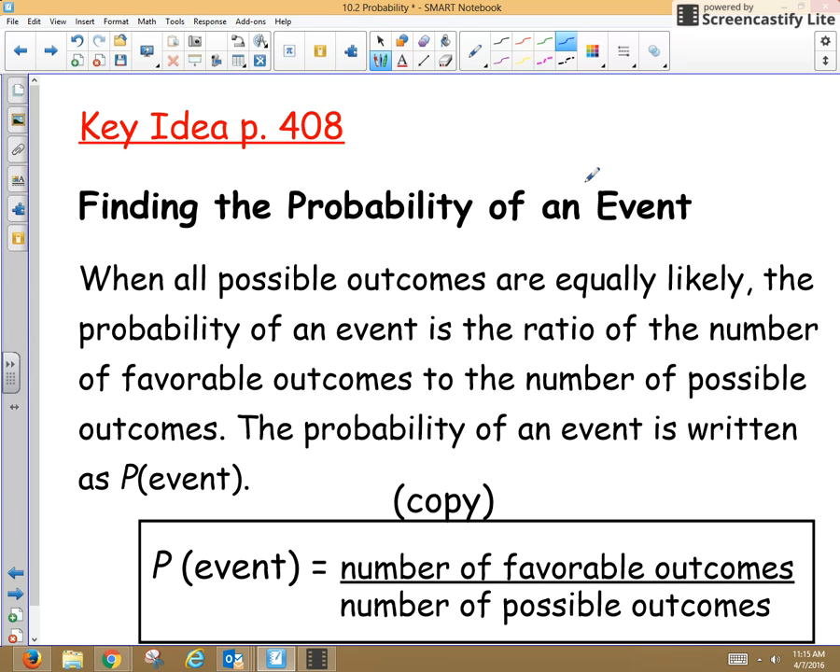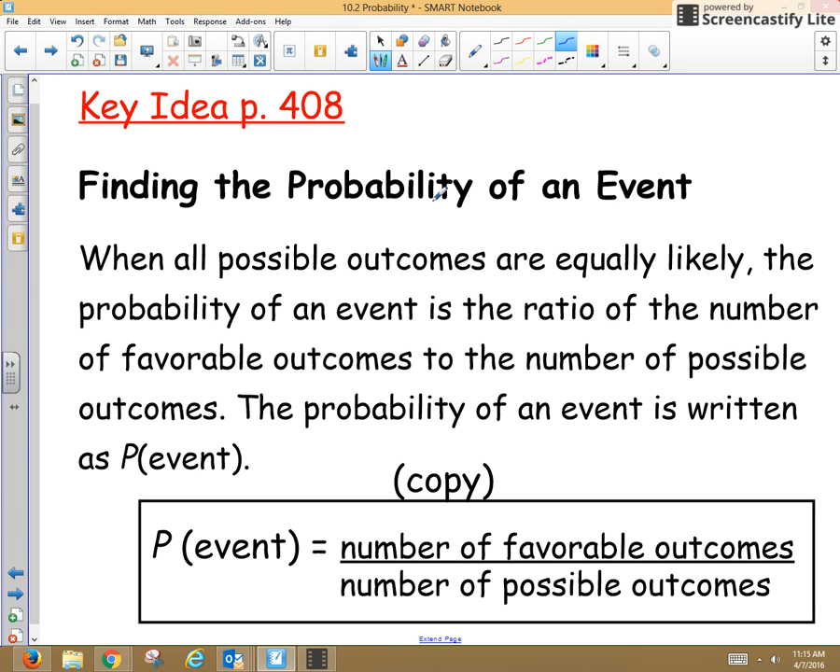Now the key idea is found on page 408 on the bottom. All you need to do is write down this title, Finding the Probability of an Event. Also write down the page number so you know where to reference it. If you want to find the probability, it says when all possible outcomes are equally likely, the probability of an event is the ratio of the number of favorable outcomes to the number of possible outcomes. The probability of an event is written as P, which stands for probability, and then the event in parentheses.